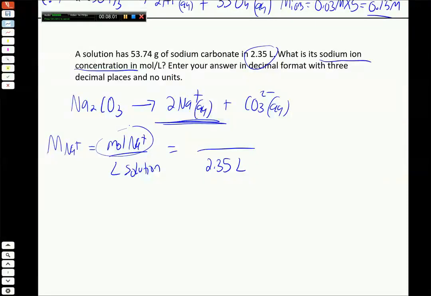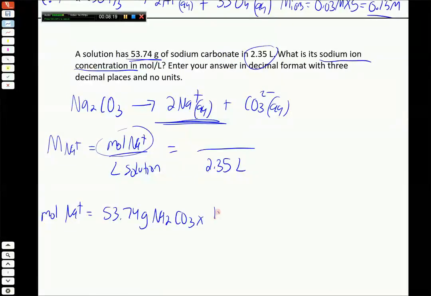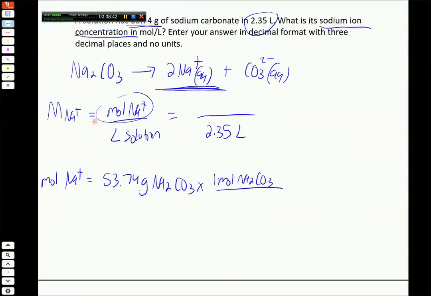Alright, so to get that, we start with the mass of sodium carbonate. So we're looking for moles of Na plus, given that we have 53.74 grams of sodium carbonate. And so the first thing we should do is, if we're trying to find moles of sodium, let's convert into moles of sodium carbonate by using the molar mass. So a mass to mole conversion. Sorry, I forgot to calculate this ahead of time. So the molar mass of sodium carbonate is like 105.99. Sorry, I'm skipping around here.